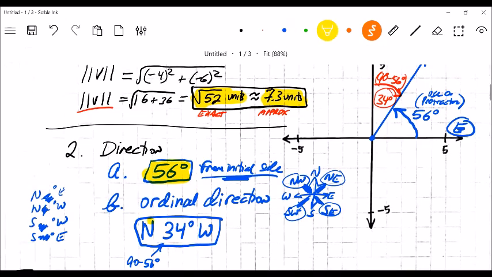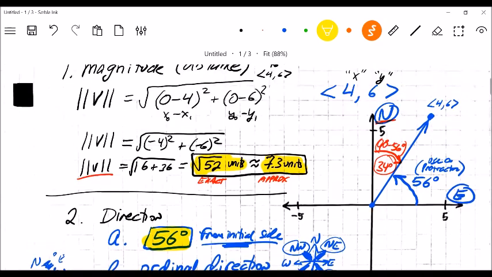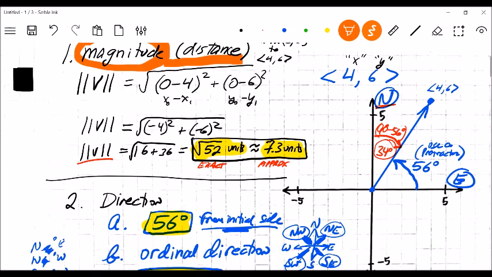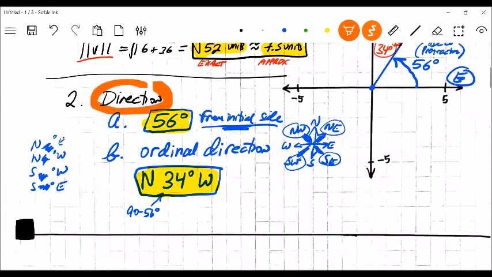So these are the two things we have to do. We have to find the distance, which we call magnitude. And we have to find the direction, which we can do as the angle from the initial side or the ordinal direction.